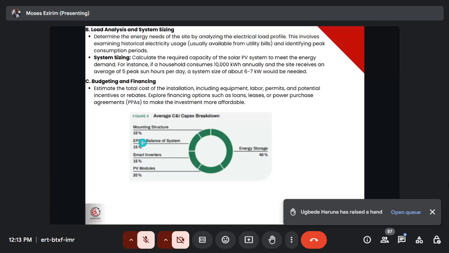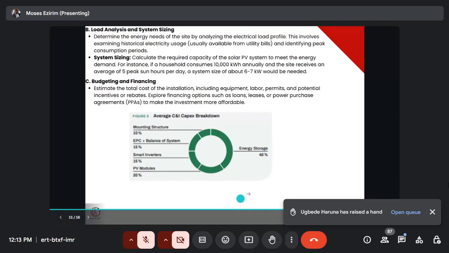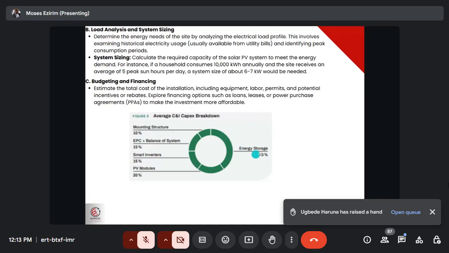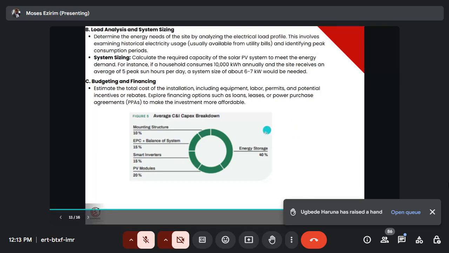You can see that out of all the CAPEX, the energy storage takes 40%. You can see the rest are sharing the remainder. Out of all the CAPEX, it is the battery that is the most expensive. So before you bring it into your analysis, you need to think very well. All right, so now let's continue.